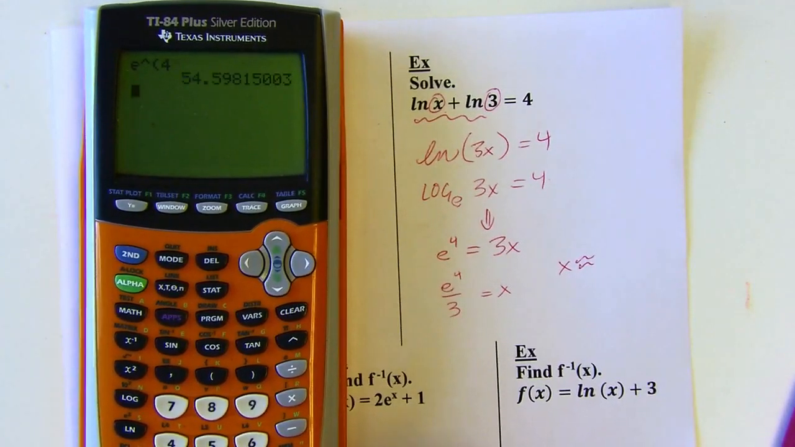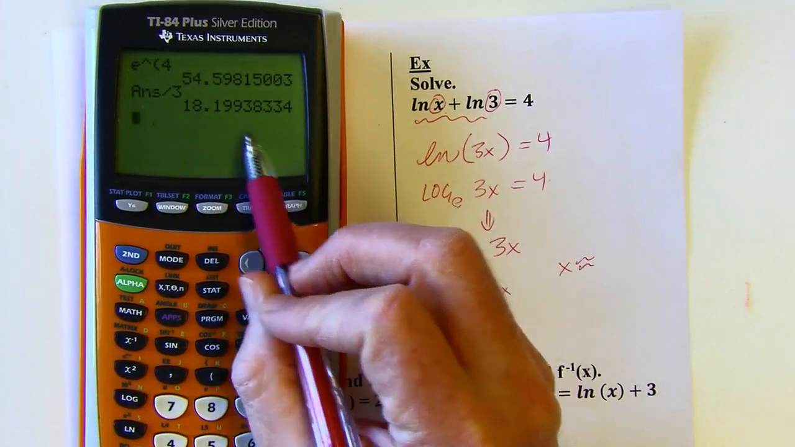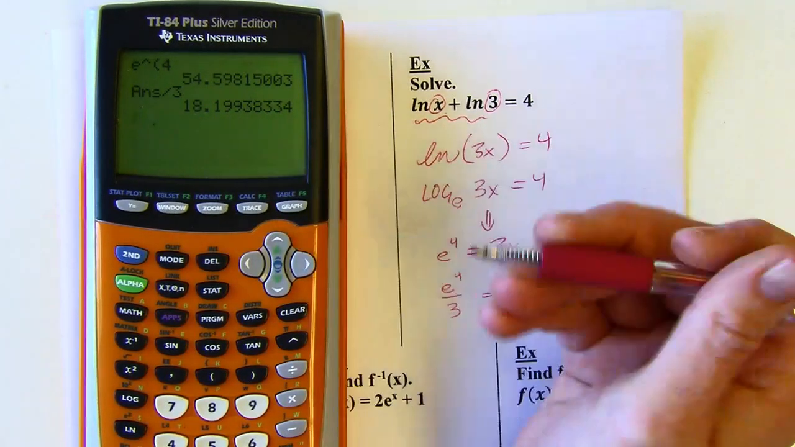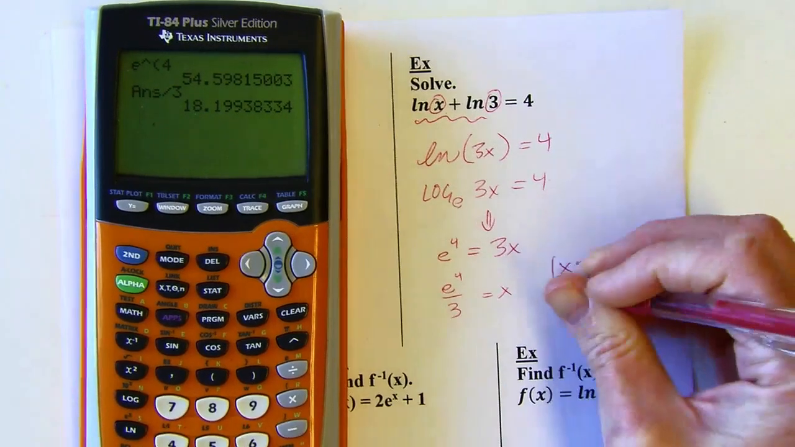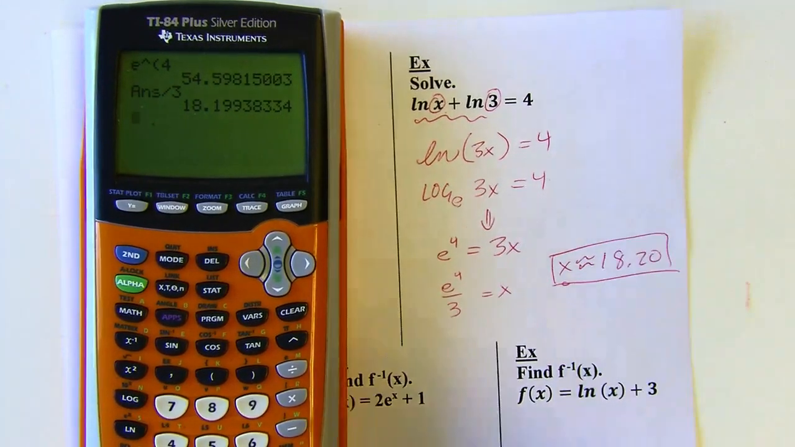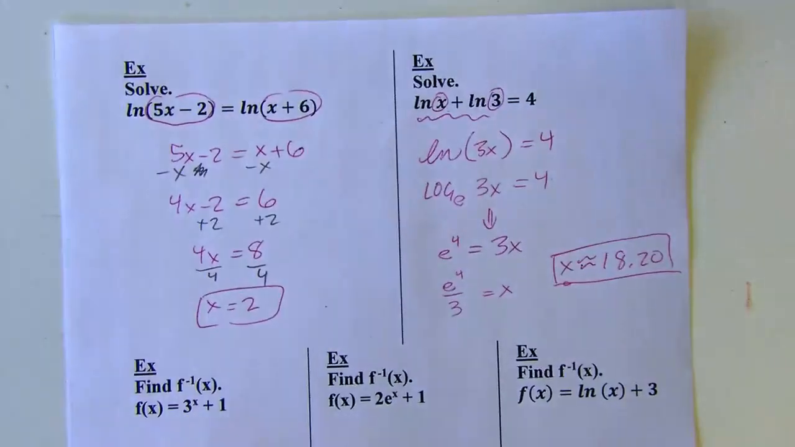I'm going to type that in. That's what e to the 4th is. And then I'm going to divide that by 3. Don't round as you go, right? Wait till the end of the problem to round. And so if I'm going to the nearest hundredths, I'll call this 18.20. Okay. All right, let's try another.